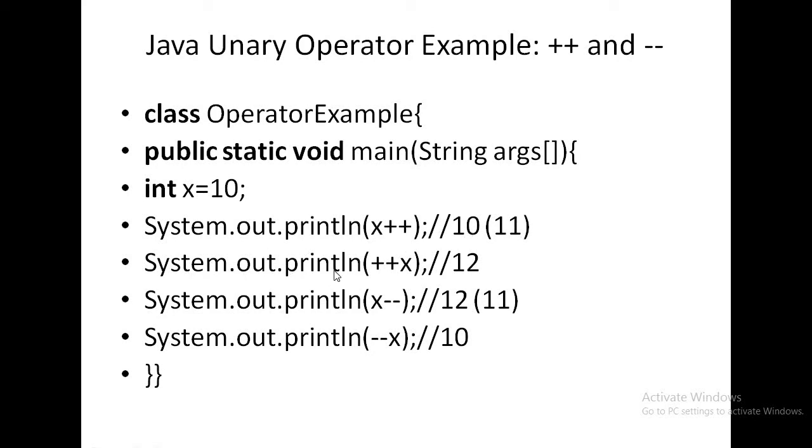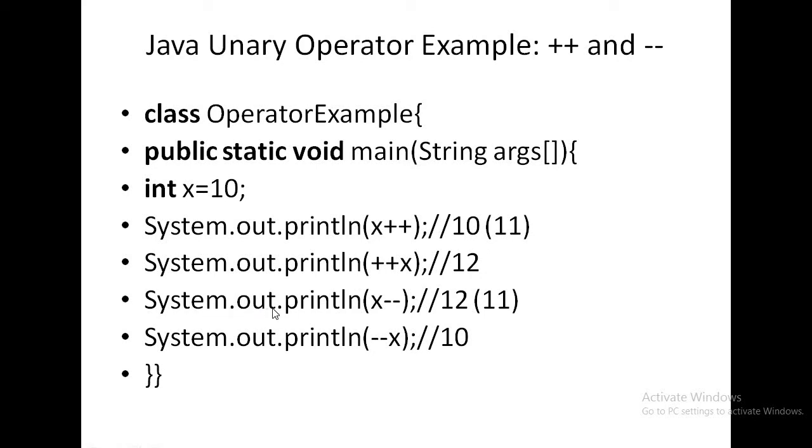Then System.out.println plus plus x. Plus plus x means this is pre-incrementation. Pre-incrementation means first the value is incremented, then it is assigned. So if the value is first incremented, what is the current value of x? That is 11. After incrementation, that is 12, and it is assigned and the value printed as 12.